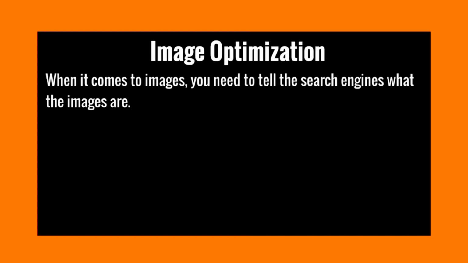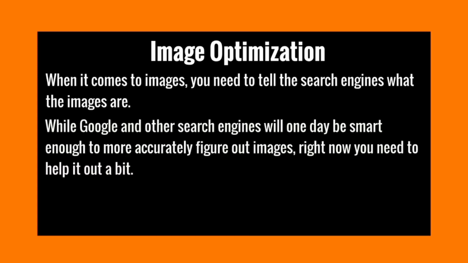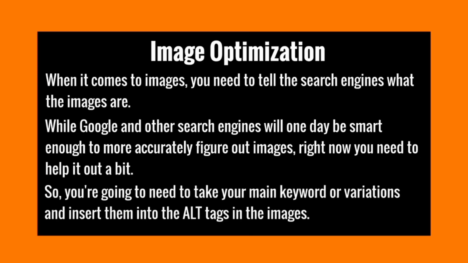Now, there are ways that Google can figure out what the images are, which we'll talk about in just a second. While Google and other search engines will one day be smart enough to figure out what images are, right now you need to help them out just a little bit, give them the kickstart they need. So you're going to need to take your main keyword or variations of the main keyword, or even specific keywords based on the main keyword, and insert them into the alt tags in your images. If you don't know what those are right now, don't worry about it. We're going to show you in just a minute.